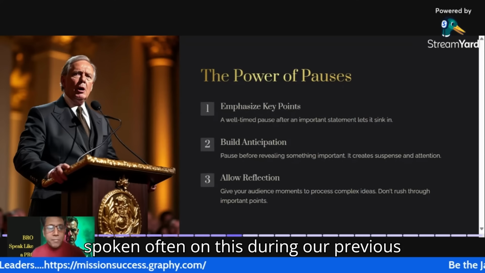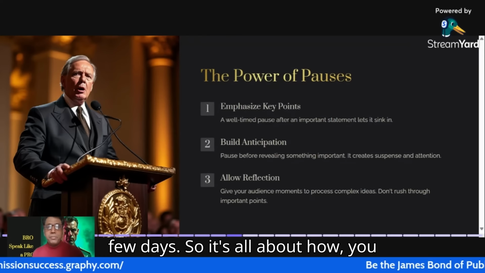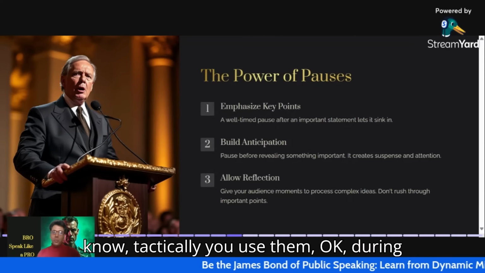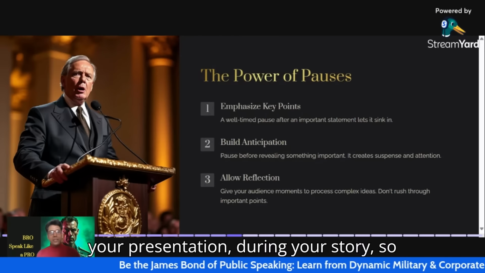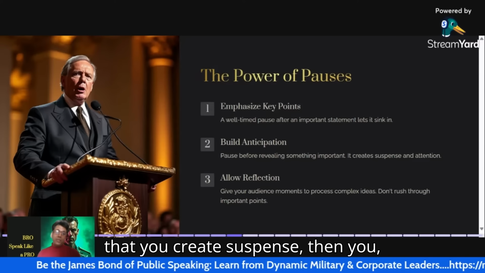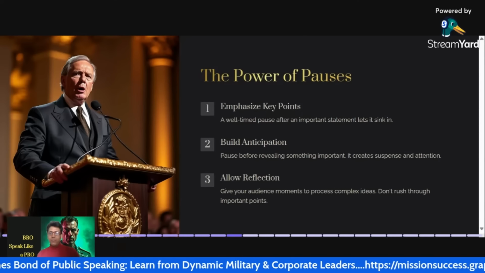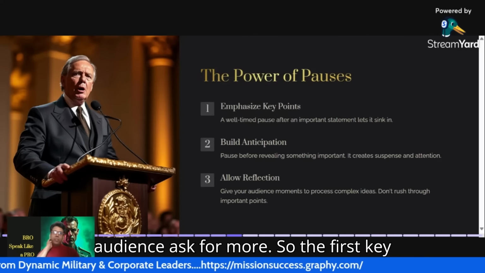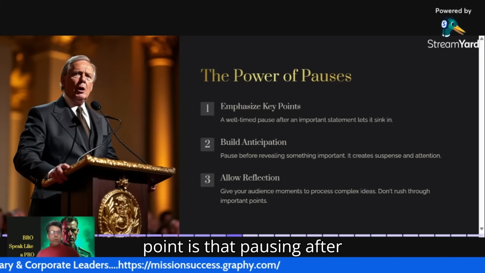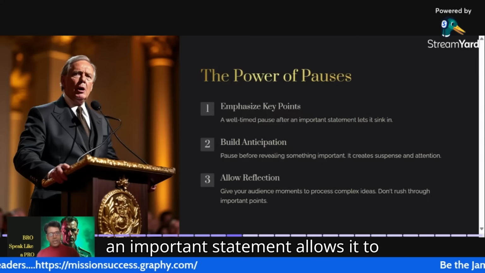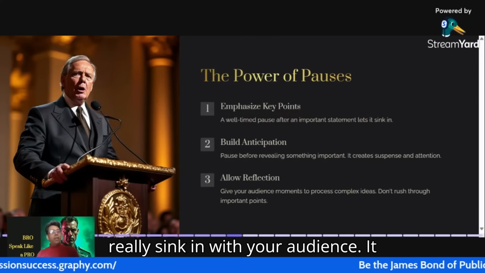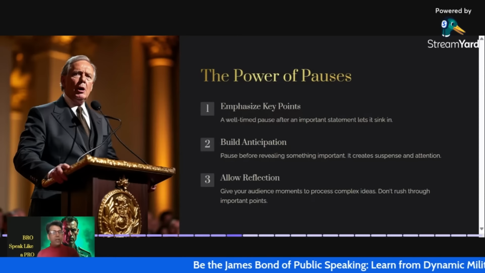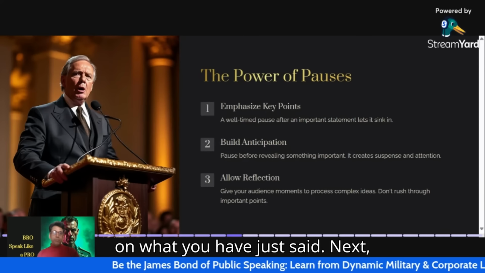We have spoken often on this during our previous few days. So it's all about how tactically you use them. Okay, during your presentation, during your story, so that you create suspense. Then you create a pause, and then let the audience ask for more. So the first key point is that pausing after an important statement allows it to really sink in with your audience. It gives them a moment to reflect on what you have just said.